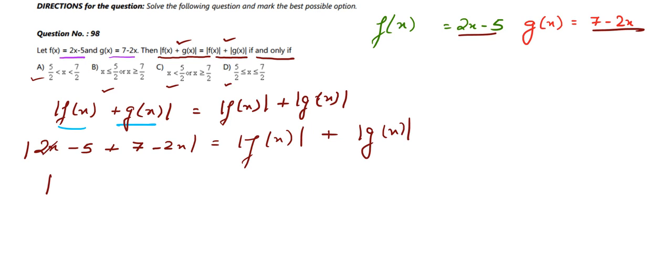So solving this, 2x gets cancelled out. 7 minus 5 gives us 2 and it is positive 2. So we don't need the mod anymore. So this is 2 is equal to mod f(x) plus mod g(x).